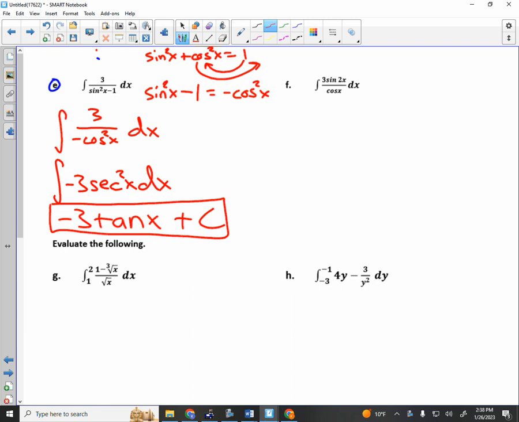So I took it from a problem I did not know how to do and rewrote it in a way where I did know how to do it. Okay.